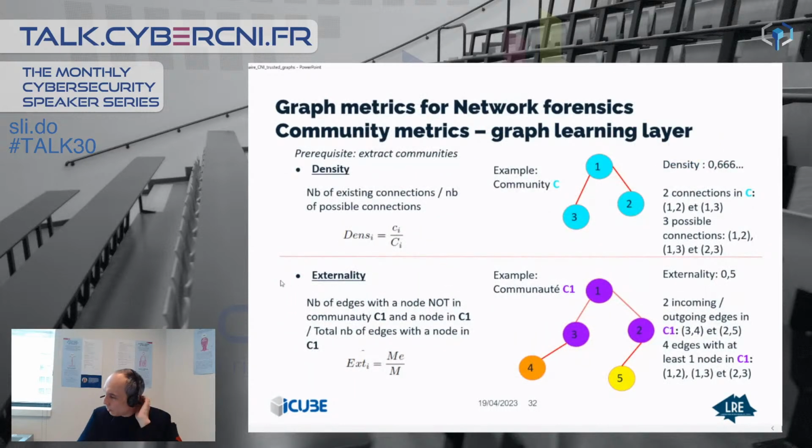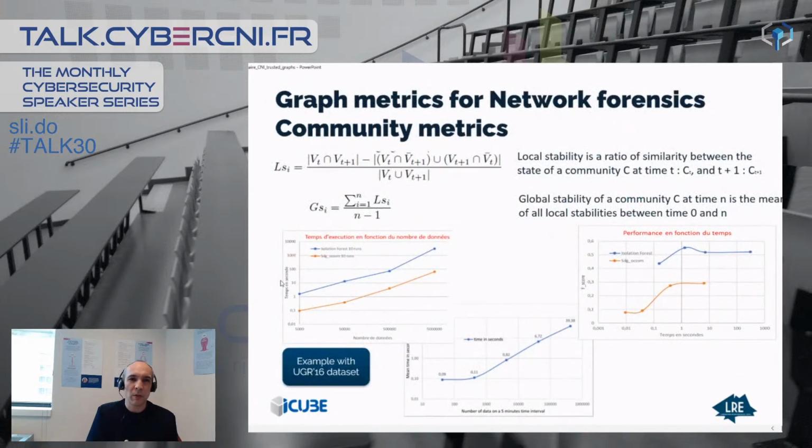This is why we wanted to focus on some more specific properties, namely the connectivity inside the graph. We first started to work with communities, and community metrics like density and externality. Density is how much the nodes inside one community are connected, and externality is how much the nodes between one community and another community are connected. These first metrics proved to improve the detection quite significantly, but were not sufficient.